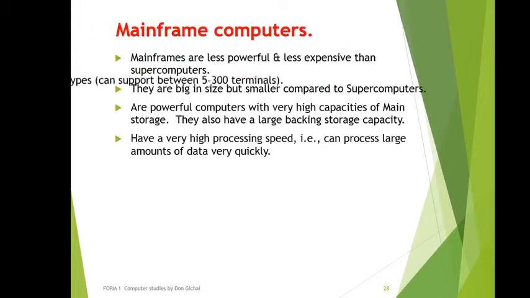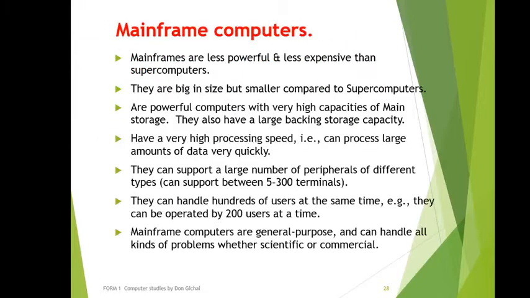Then we have the sister to that one. We call it the mainframes. Now, the mainframes are less powerful compared to the supercomputers. They are big in size but smaller than supercomputers. They are powerful computers with very high capacities of main storage. They have a very high processing speed. They can support a large number of peripheral devices. They can handle hundreds of users at the same time. Mainframe computers are general purpose and can handle all kinds of problems, whether scientific or commercial.